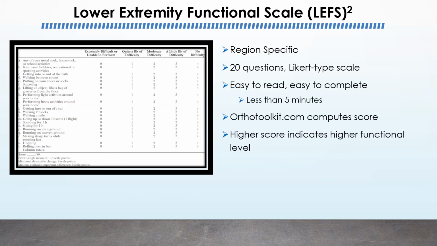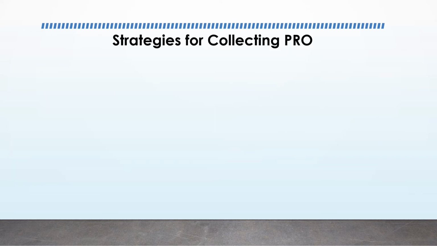My region-specific scale is the lower extremity functional scale, which is 20 questions, a Likert type scale, which measures everyday functional activities. Like the SF-12, it's easy to read, easy to complete, and takes less than 5 minutes to complete. You can also go on orthotoolkit.com and it'll actually compute the score for you when you plug in the numbers, and a higher score indicates higher functional level. The LEFS is made to cover body function impairments as well as the activity and participation limitations from the ICF model. So, how I collected the PROs.